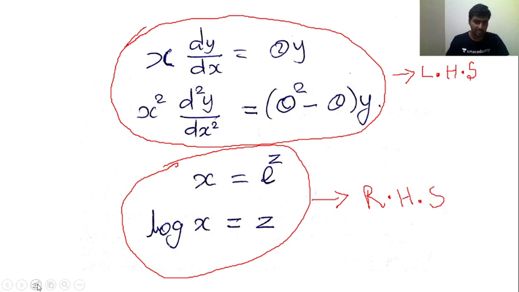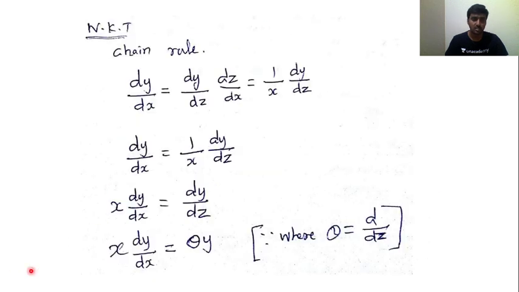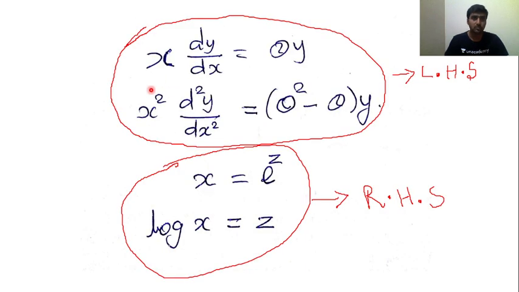Now in the LHS side, this is a substitution we are going to do in the differential equation. X into dy divided by dx is equal to theta into y, as already discussed. Coming to the next one, when you are increasing the polynomial order for the variable coefficient, x square into d square y divided by dx square is equal to theta square minus theta into y. So this is the value here.